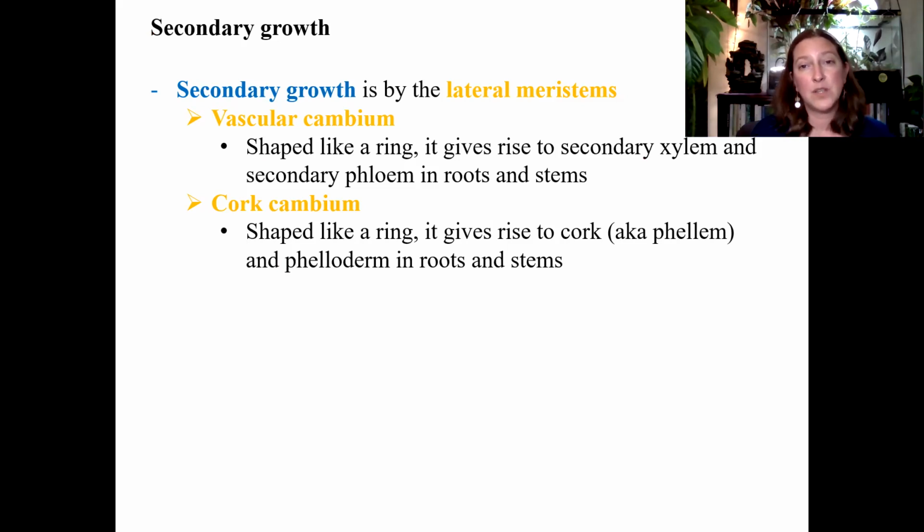And the vascular cambium is going to give rise to secondary xylem and secondary phloem in roots and stems. The cork cambium is going to give rise to cork, also known as phellem. Cork is fine.